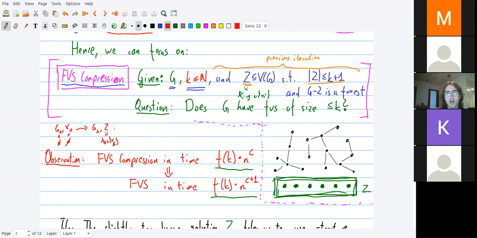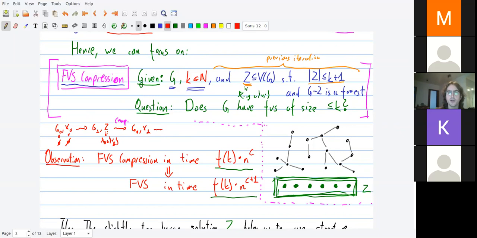So now I apply the compression to get a solution X1 for my new graph G1. This compression algorithm could have said that there is no solution, but if there is no solution for the graph G1, then there is no solution for the graph G, because all these induced subgraphs should have solutions. So the compression algorithm should give me a solution of size at most k for the graph G1, which I feed to the next iteration.